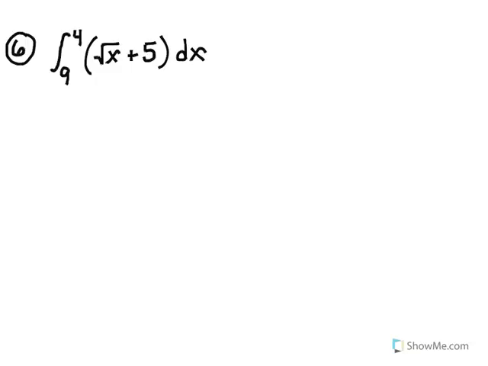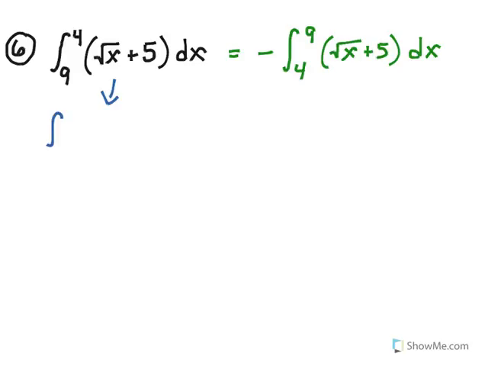You don't necessarily have to do what I'm about to write. So this is the same thing as the negative antiderivative from 4 to 9 of the same function, square root x plus 5. So if you find that your bounds are written in the wrong order, you can swap the order of the bounds, but that means you have to put a negative out in front. Okay? Now, we're going to pretend like we didn't do that for a minute, and just follow through with what was written over here and see what happens, and then we can compare if we need to.